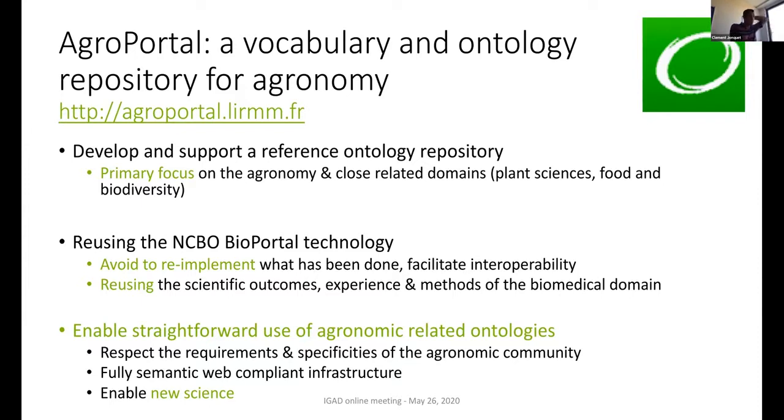The idea was to avoid reinventing the wheel and reuse the work that was done in other communities, like the NCBO BioPortal technology, which is the base for our technology. BioPortal was an application developed originally at Stanford for the biomedical domain, and we figured out that a lot of people were interested in having such a platform for their domain around agronomy. The idea was to enable straightforward use of agronomic-related ontologies, following a little bit more the specificity of the agronomic community, still embracing the semantic web technologies and approach, and enable new science in the target domain.